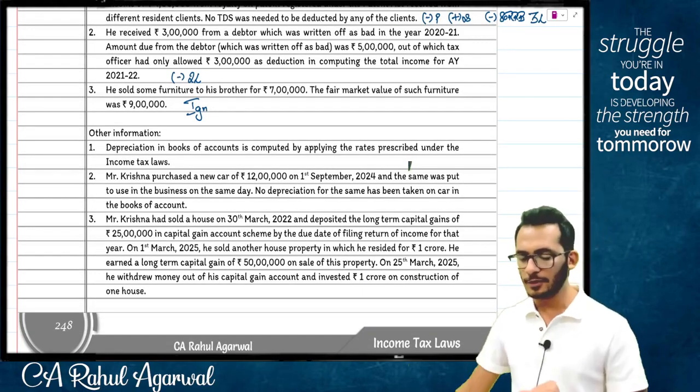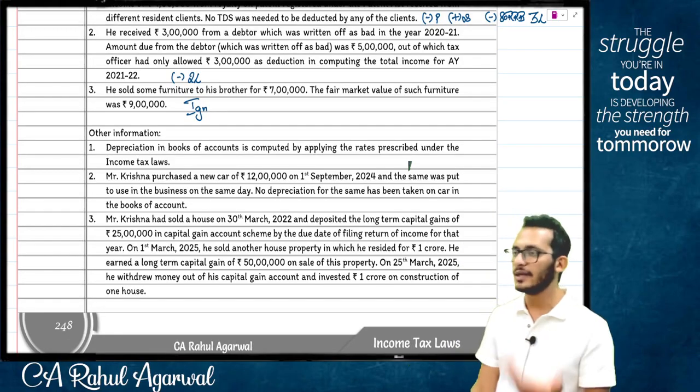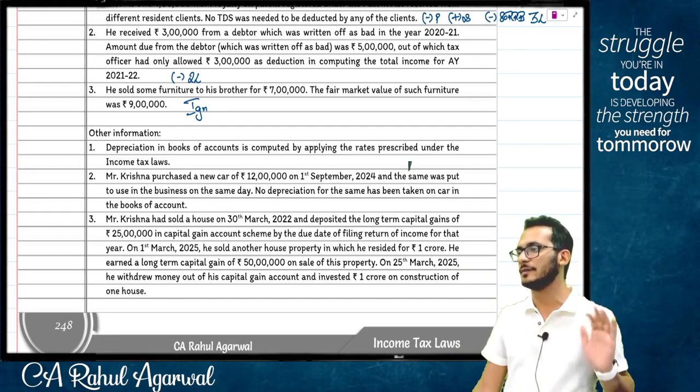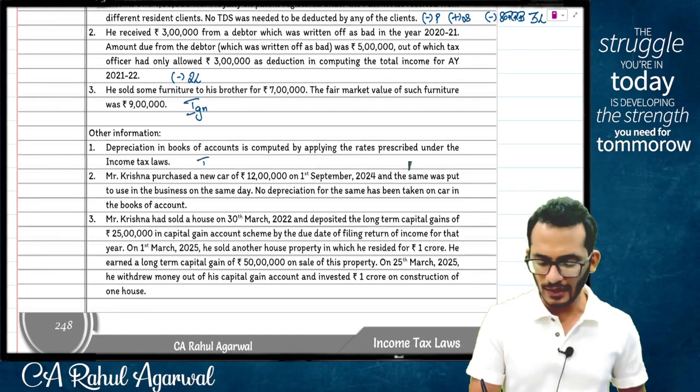Depreciation in books of accounts is computed by applying the rates as per income tax. So they're saying I'm doing income tax depreciation only as per accounts also, which means no information, directly ignore.